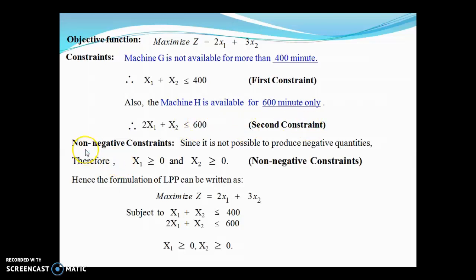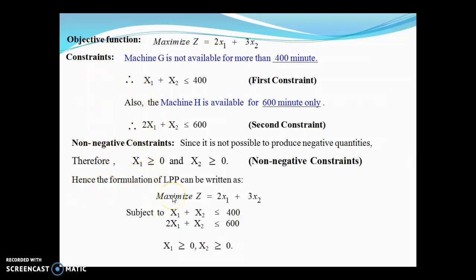And in the non-negative constraint, since it is not possible to produce negative quantities, therefore x1 is greater than or equal to 0. Again, x2 is greater than or equal to 0. This is the non-negative constraint. Hence, we formulate the problem.